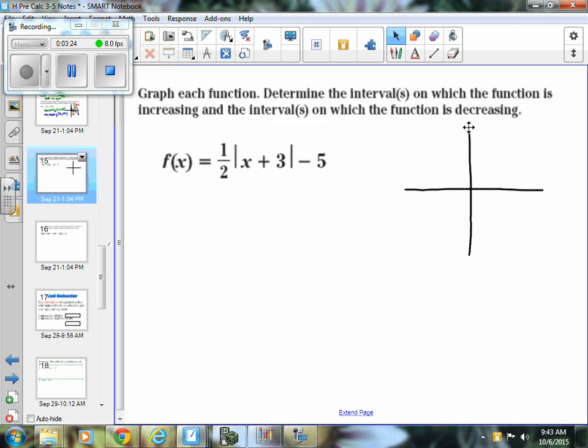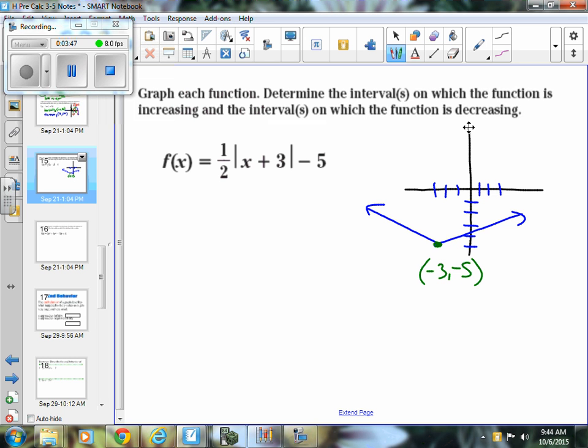All right, so what happened to this graph? It looks like we went left 3 and down 5 for our vertex, and then it is flatter. So again, super rough sketch here. The 1/2, that was a vertical compression. So we're changing direction here at this vertex location, which is at -3, -5.